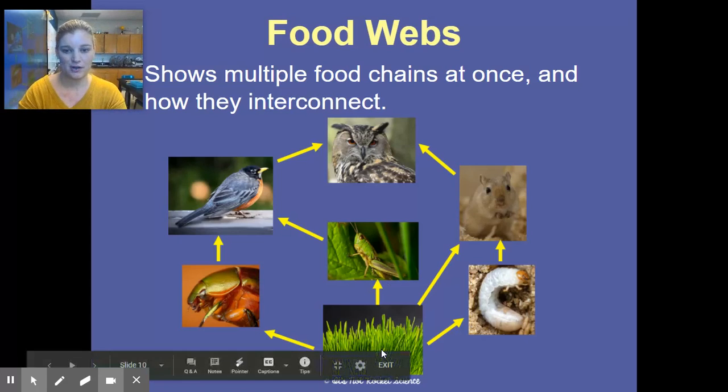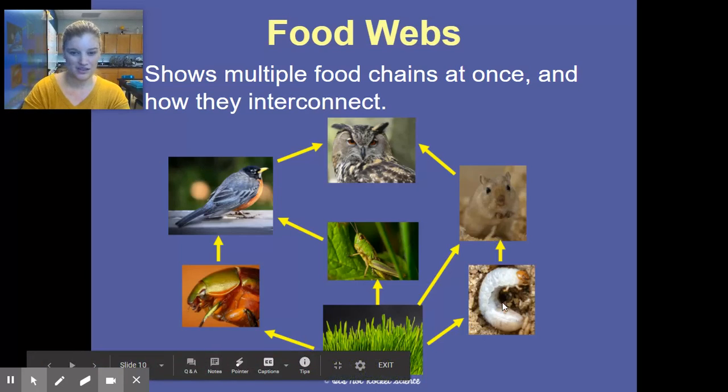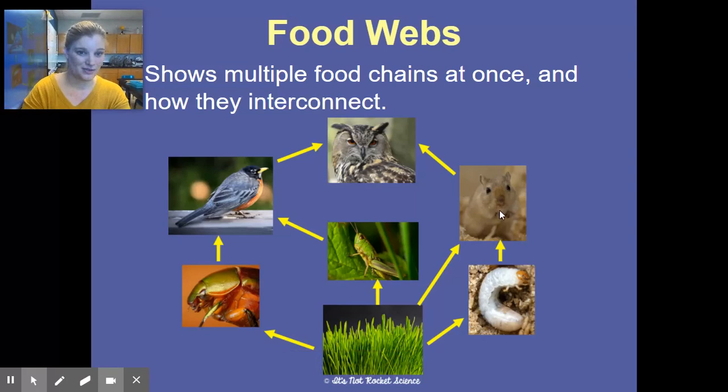In this case, we say, okay, well, the grass gets eaten by the grasshopper, and then also this other bug. Not a big bug person. And then we can move up from there. So the robin eats these 2 bugs, and the mouse can eat the grass or this larva of some sort. But hey, the owl will eat the robin or the mouse. So now we have a lot more information.